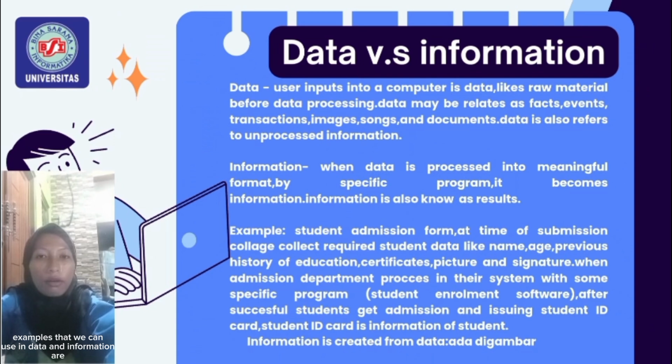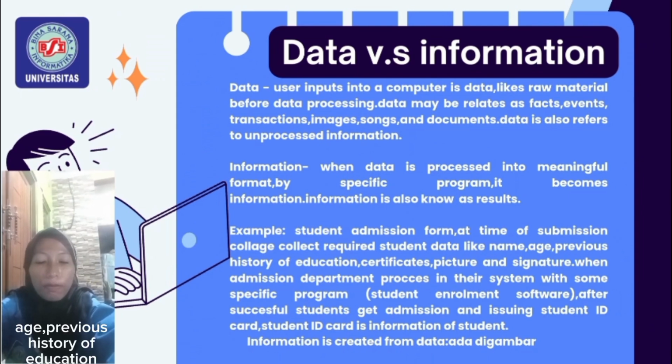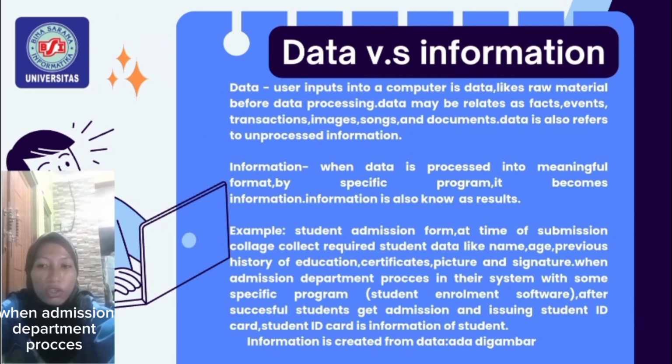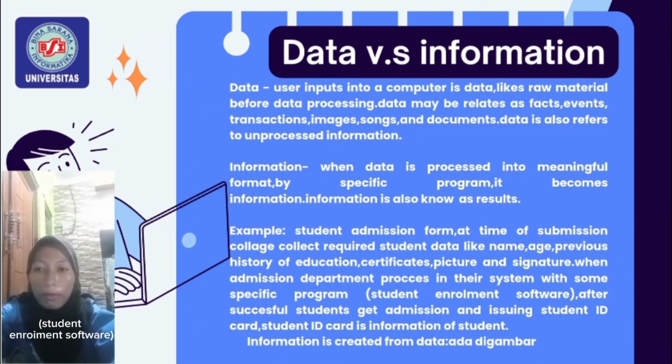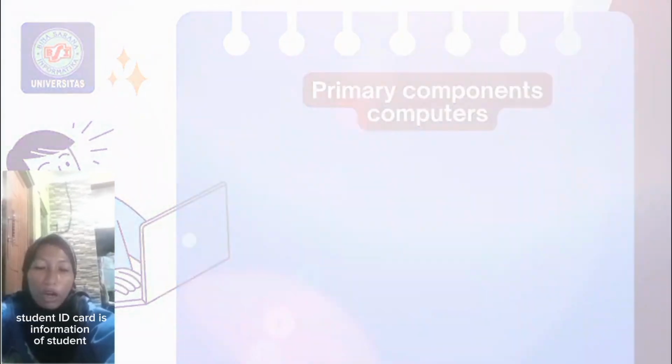And then an example of data and information: a student admission form. At the time of submission, the college requires student data like name, age, previous history of education, certificate, picture, and signature. When admitted, the department processes it in their system with a specific program or student enrollment software. After successful admission, the student gets a student ID card. The student ID card is information about the student.